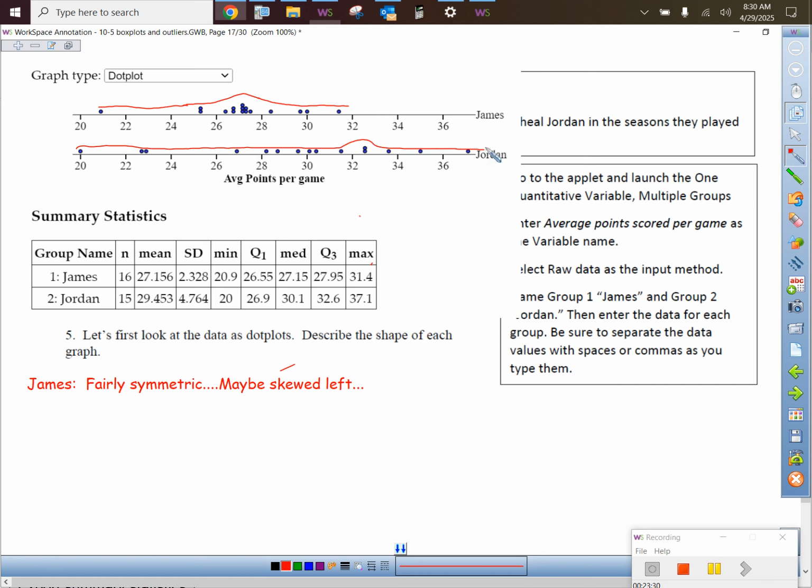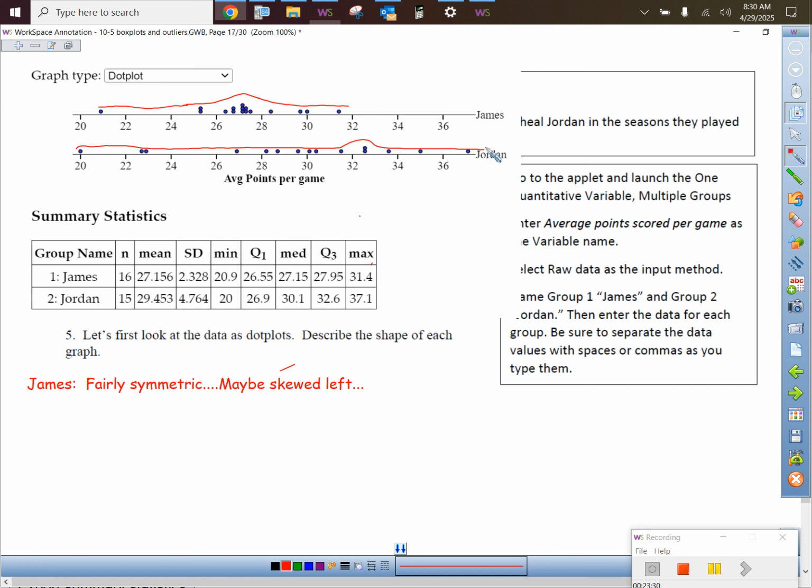So just right now, is that enough to say who's better? No, we're just looking at the shape, right? Would you be able to say who's more consistent? LeBron. That means he should have what kind of standard deviation? Smaller or bigger if he's more consistent? Smaller, because he deviates less from his average, right? Which he does. His standard deviation is about 2.3. Jordan's is about 4.7.